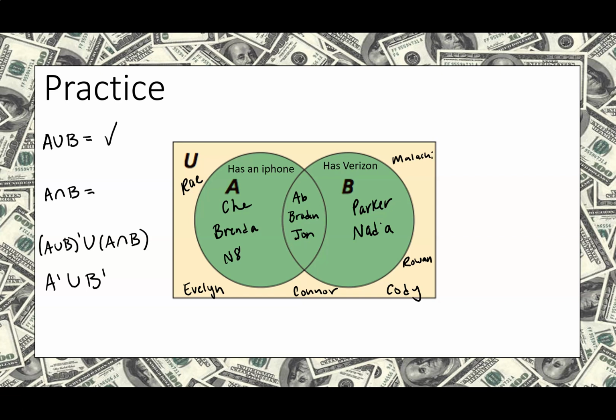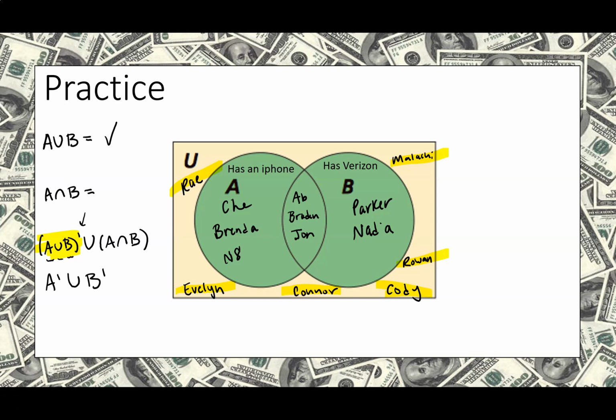A intersect B is just going to be these students right here. Okay, those are the students who are in the intersection. All right, now let's talk about A union B complement. Well, A union B is actually going to be everything that's inside here. So the complement is going to be everyone that's outside what I just highlighted. So we're really talking about Connor, Cody, Rowan, Malachi, Rihanna, and Evelyn. So that's for this part right here.